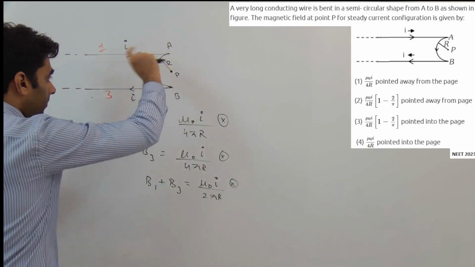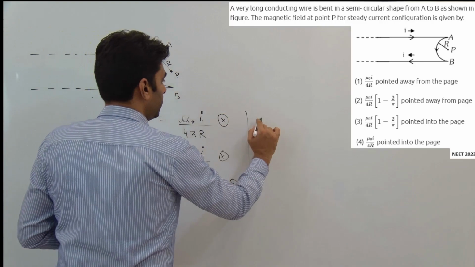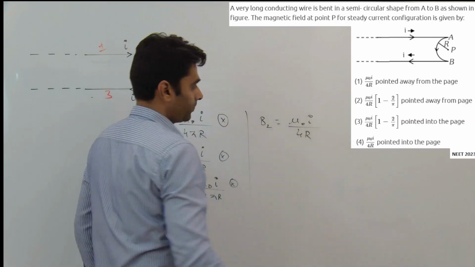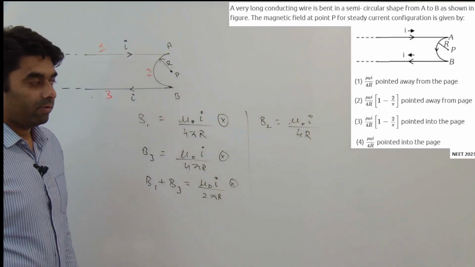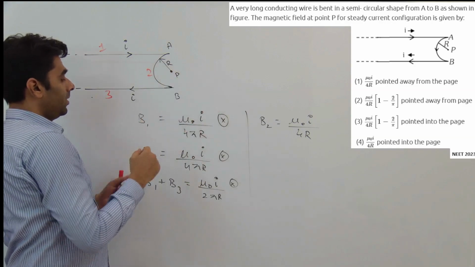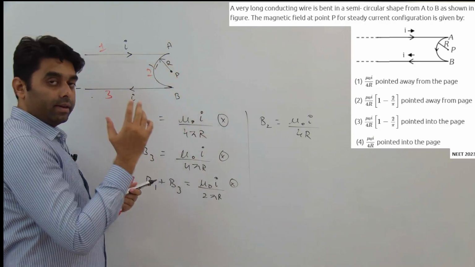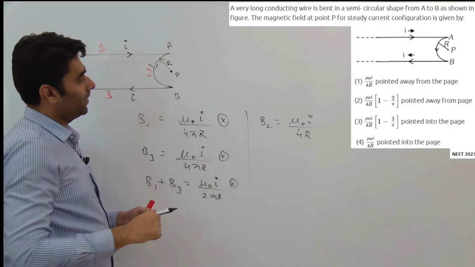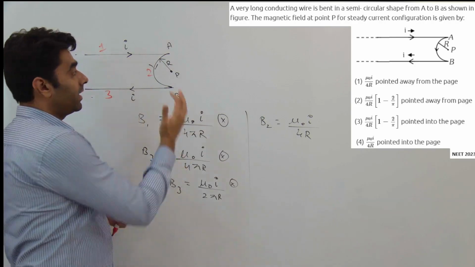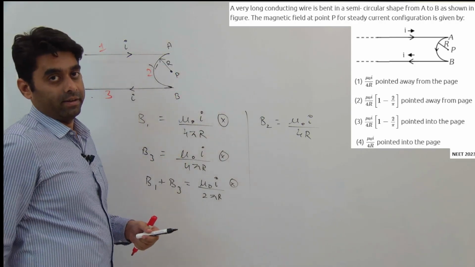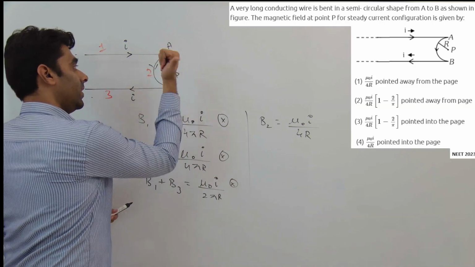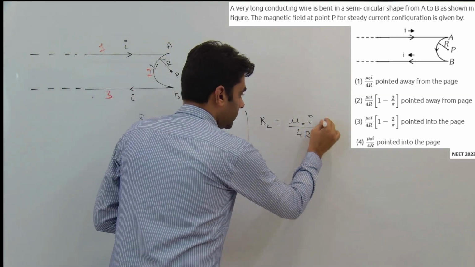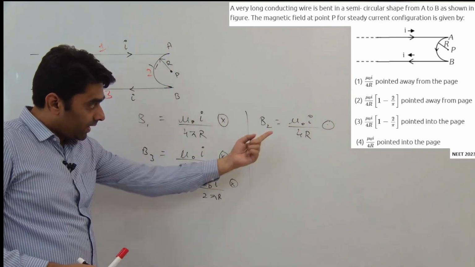Now what is the magnetic field due to this semicircular wire? B2 will be mu naught I by 4r. This is the magnetic field due to the semicircular wire. Direction wise, the current is given like this. So turning the fingers in the direction of current, thumb will give you the direction of magnetic field, where it is coming outward, dot circle, right? Now this is inward direction, that is outward direction.